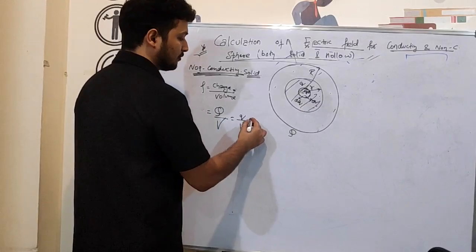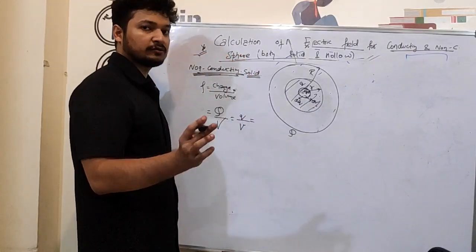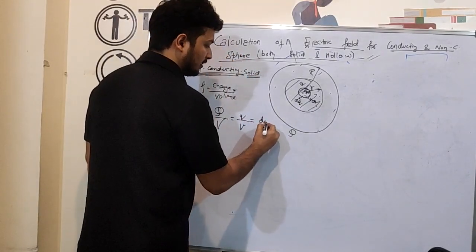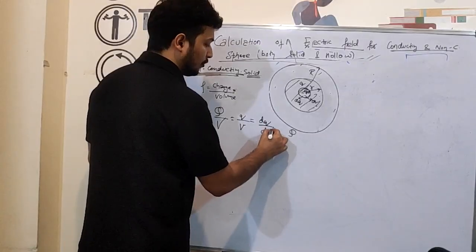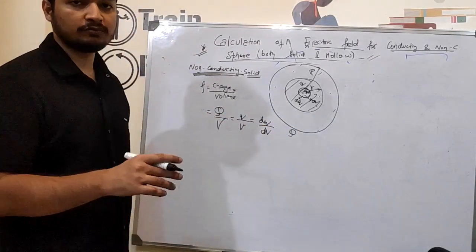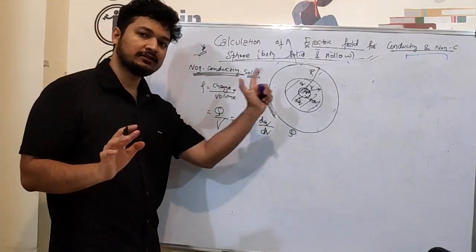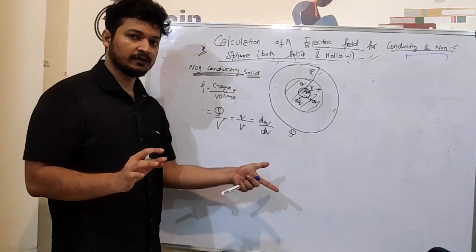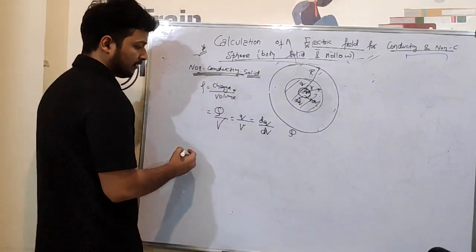Or if I am saying even an infinitesimally small sphere, the value of charge that it will carry and the value of volume that it will carry, the ratio is going to be the same for all the three. So from this you can just calculate what the value will be.